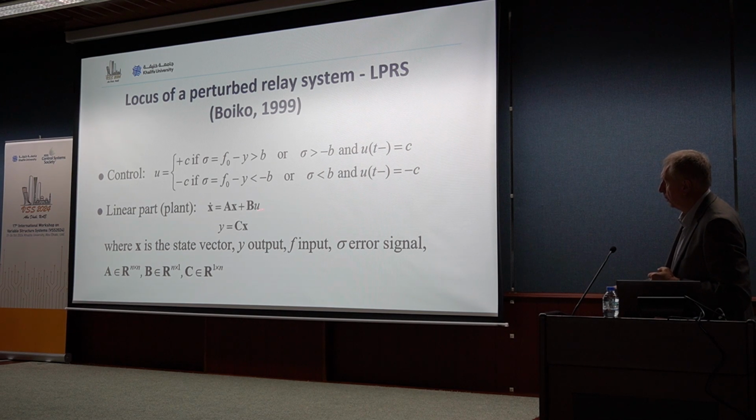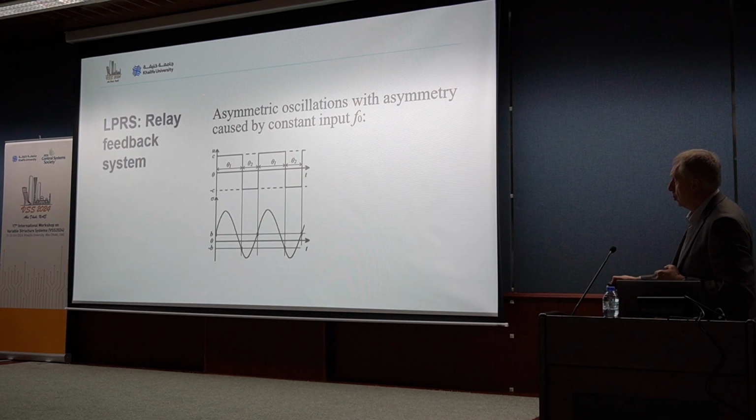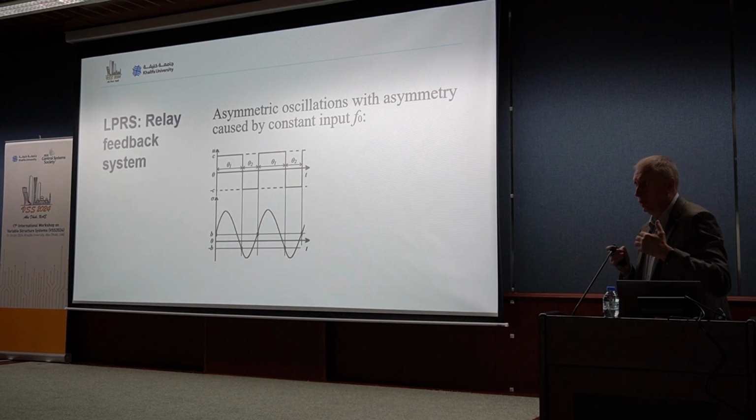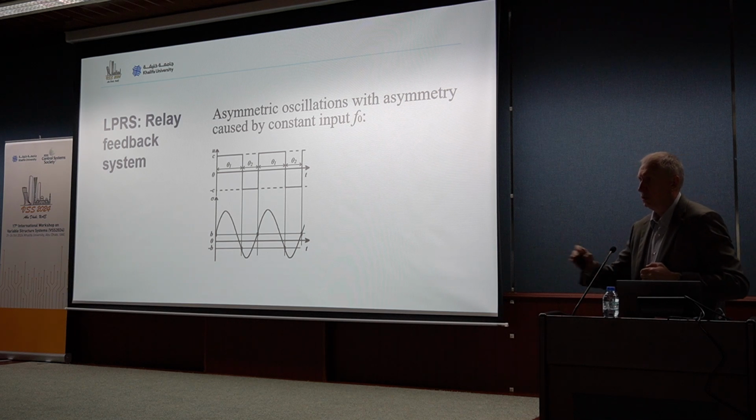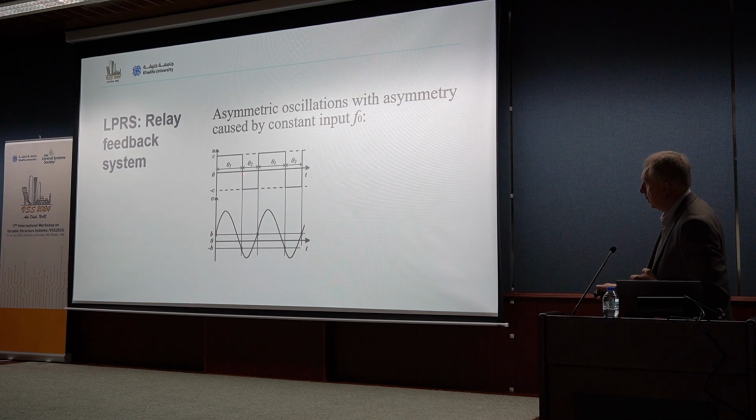And this is a linear part, given by those equations. So we assume a certain asymmetric periodic process in the system, which can be caused by an external signal, for example. We apply a constant external signal to the input of the system, and we have a symmetric periodic process here.